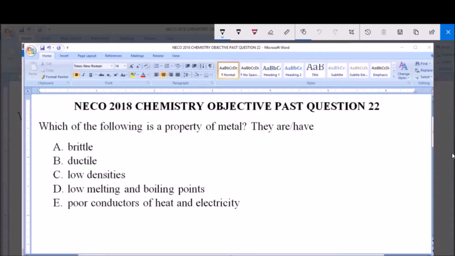Good day and welcome. I'll be answering NECO 2018 Chemistry Objective Past Question 22. Which of the following is a property of metal?